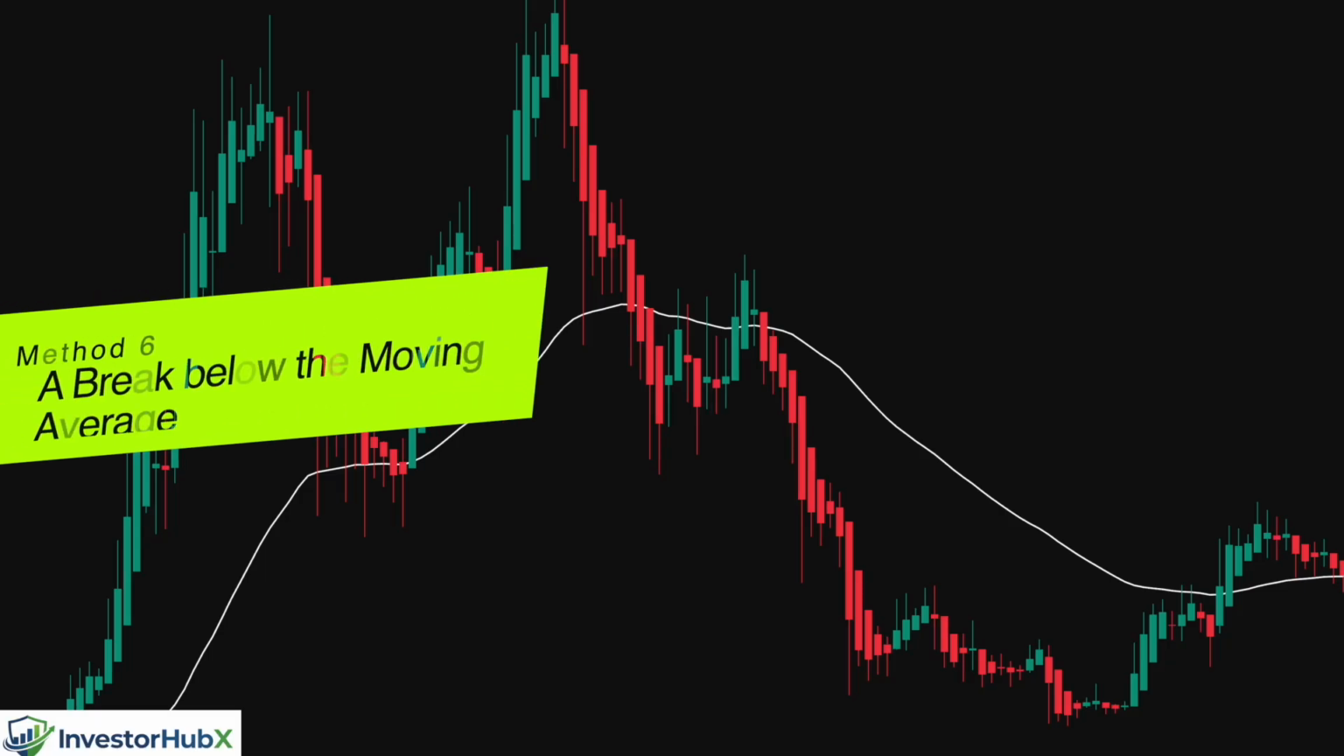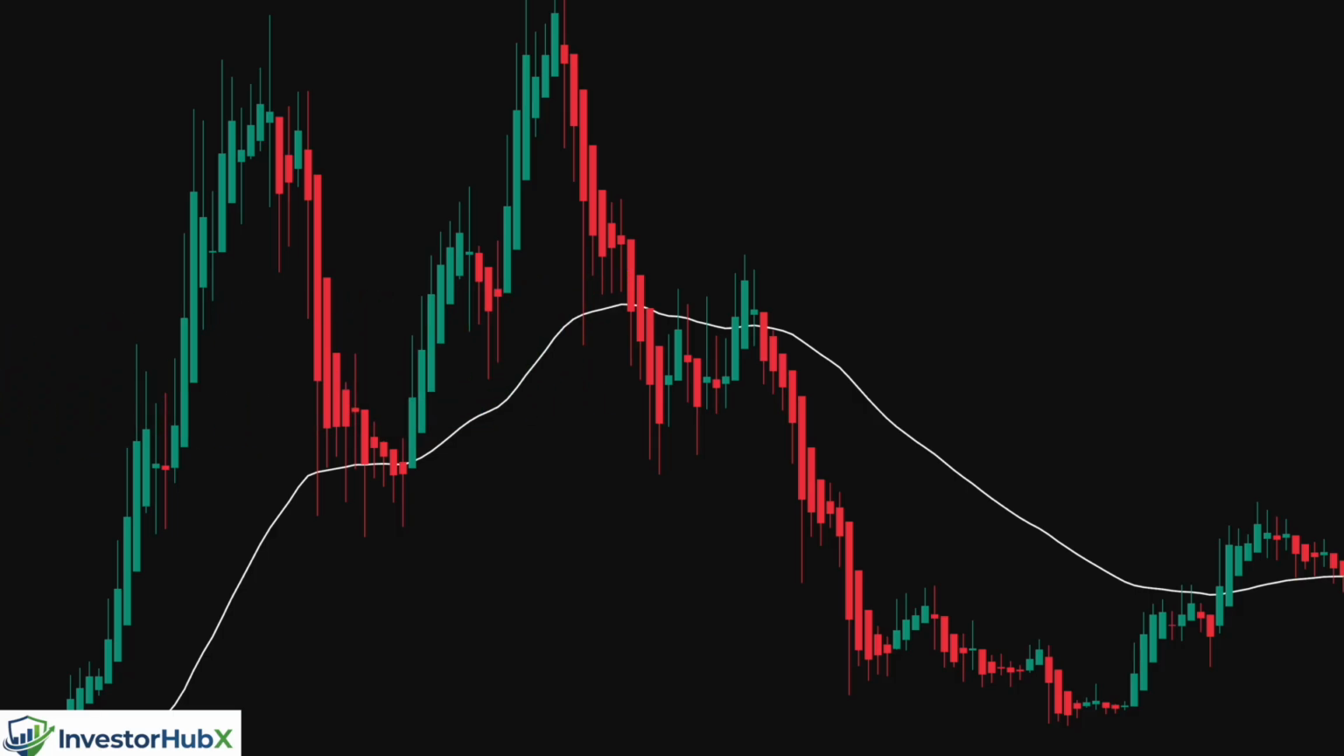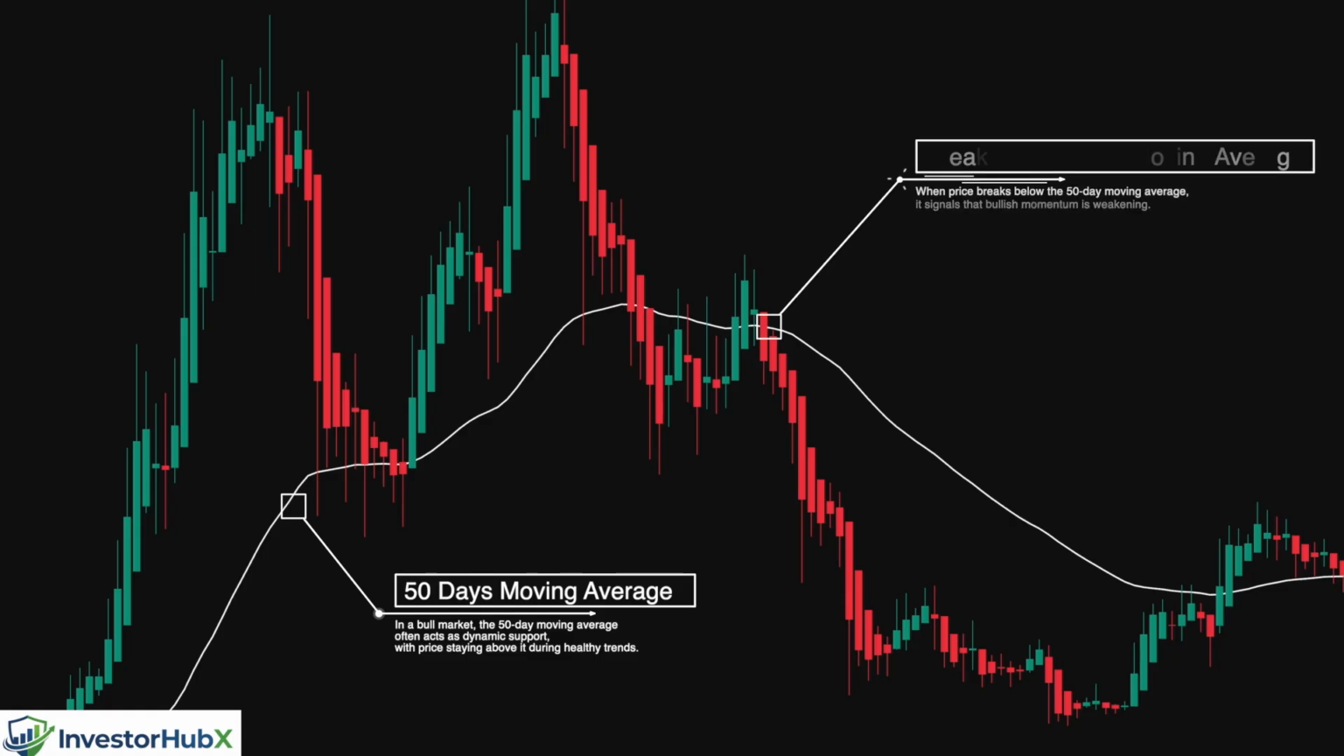The next way to confirm the transition from a bull market to a bear market is a break below the 50-day moving average. In a bull market, the 50-day moving average often acts as dynamic support, with price staying above it during healthy trends. When price breaks below the 50-day moving average, it signals that bullish momentum is weakening.